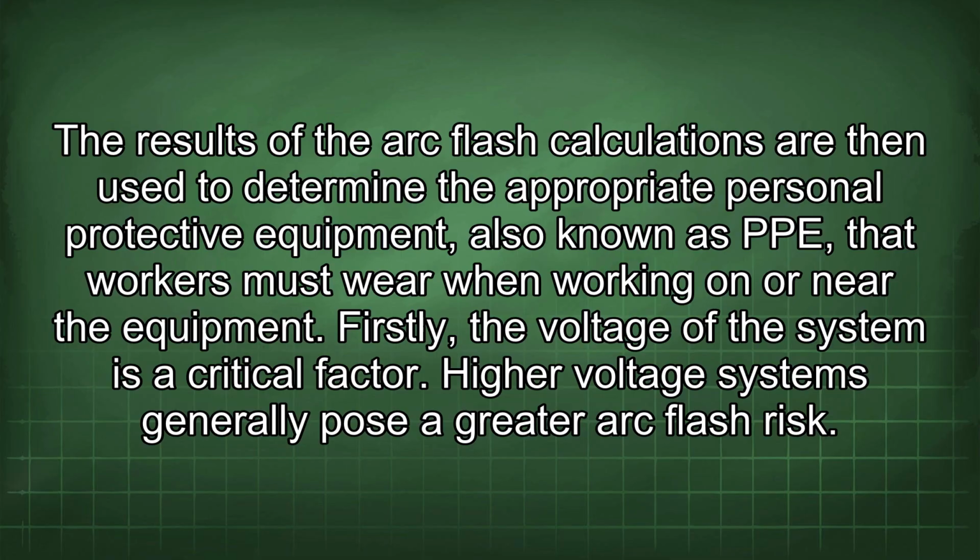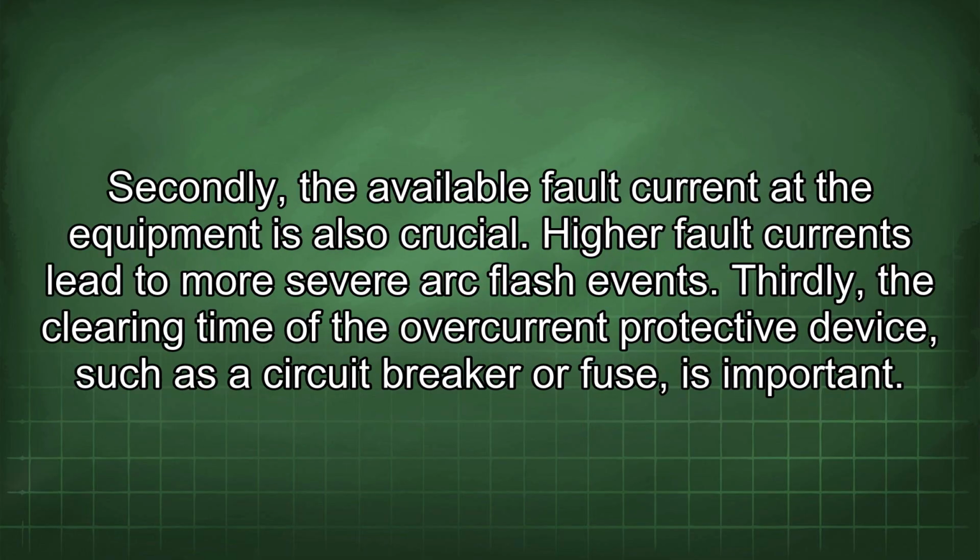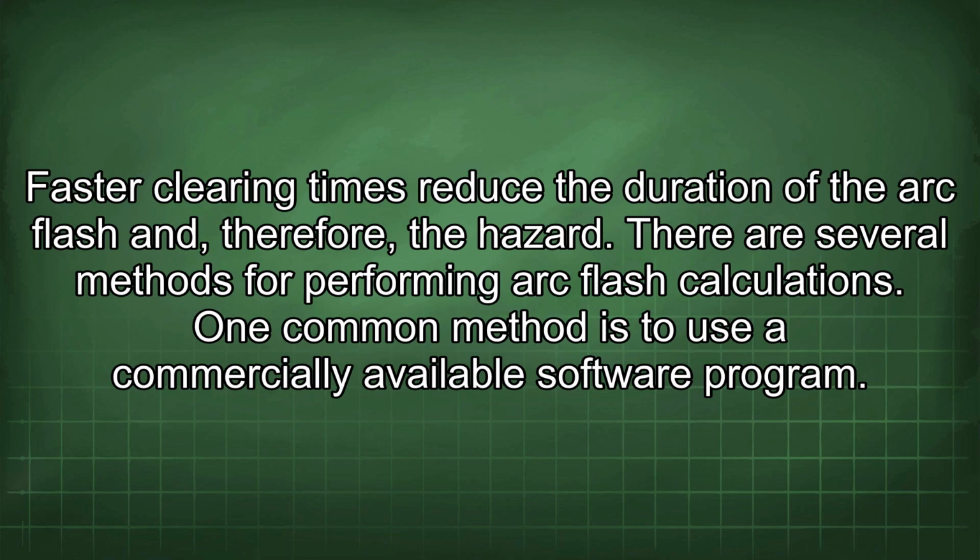Firstly, the voltage of the system is a critical factor. Higher voltage systems generally pose a greater arc flash risk. Secondly, the available fault current of the equipment is also crucial. Higher fault currents lead to more severe arc flash events. Thirdly, the clearing time of the overcurrent protective device, such as a circuit breaker or fuse, is important. Faster clearing times reduce the duration of the arc flash and, therefore, the hazard.